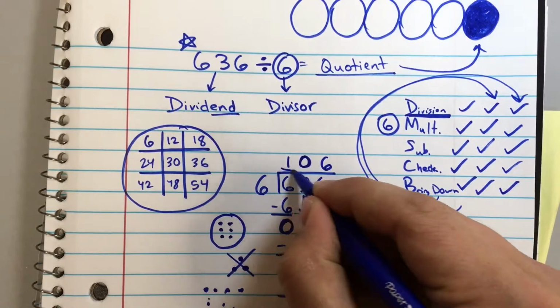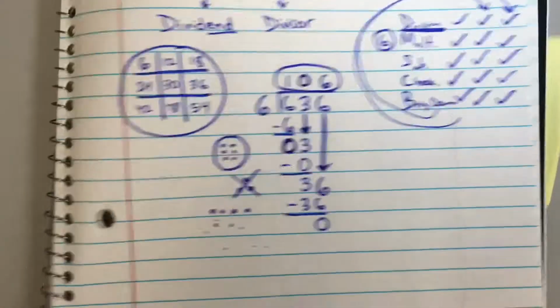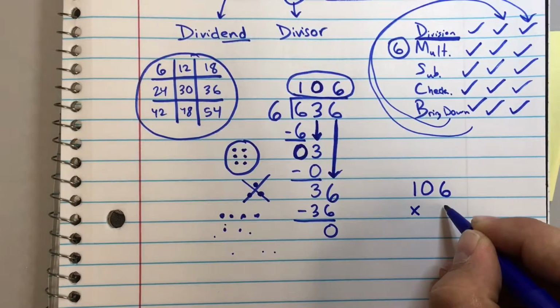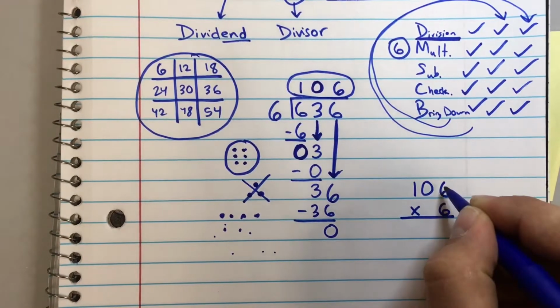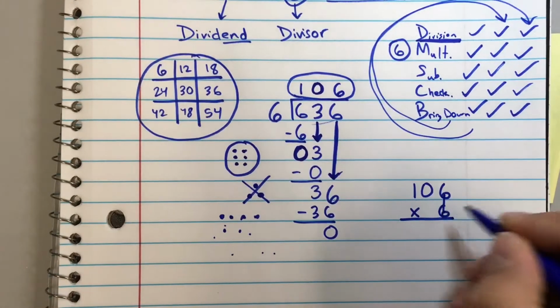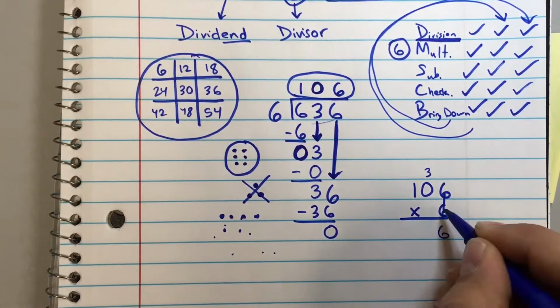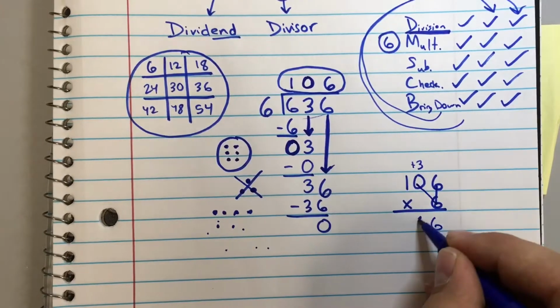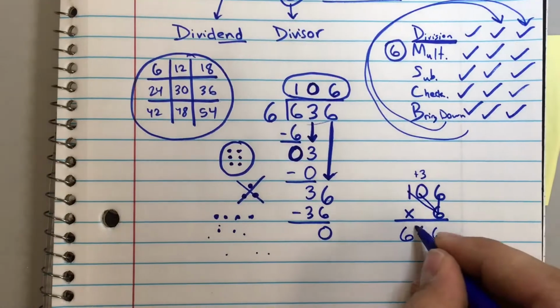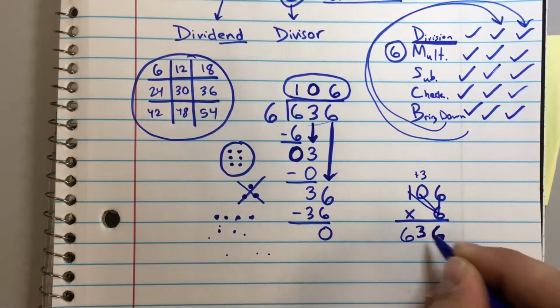Our quotient is 106. We're going to take that quotient and multiply it with our divisor. Quotient times our divisor should give us the dividend that we started with. Party on, there it is, 636. Math is a party, believe it or not.